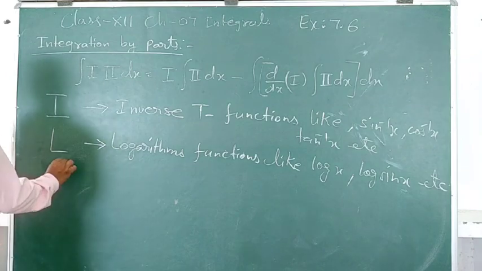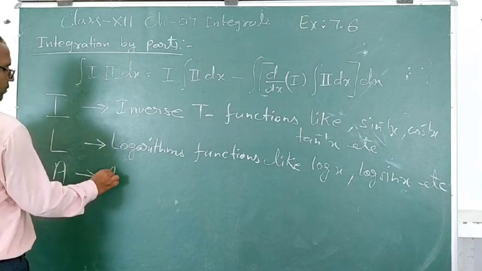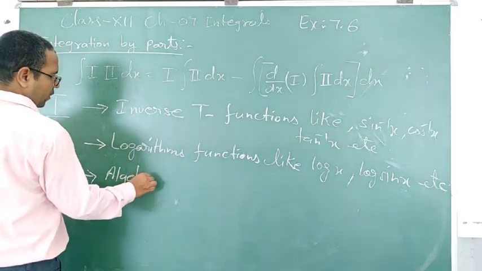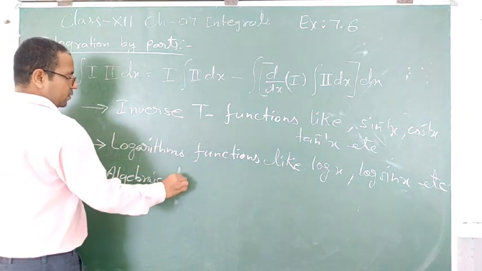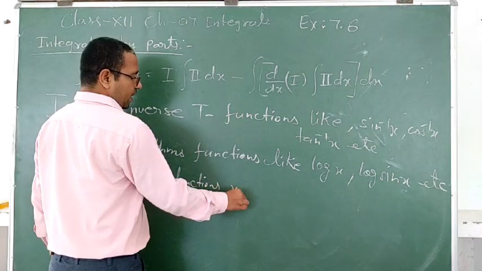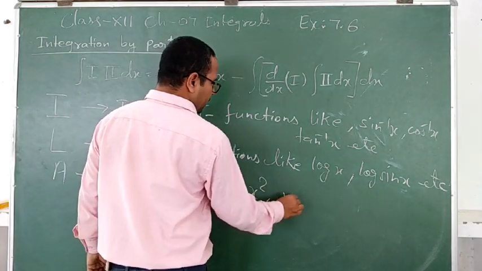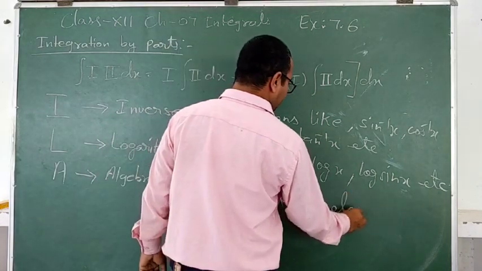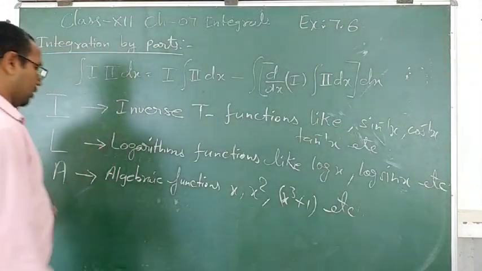So next one is algebraic functions. Algebraic functions, that is x square, x cube plus 1. This type of algebraic function you may take as the third function.